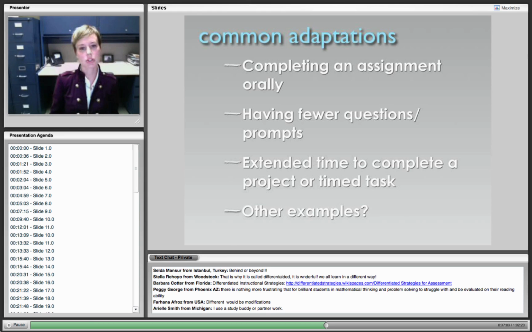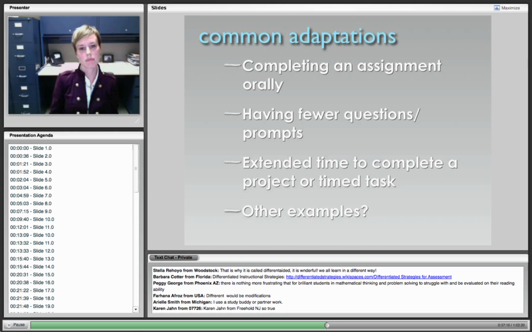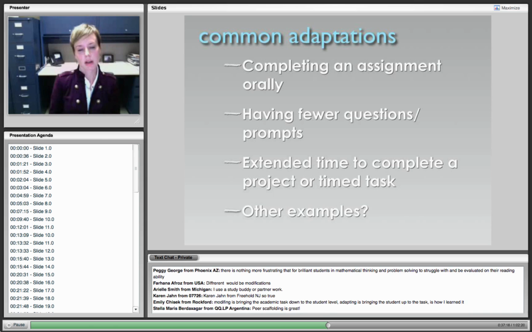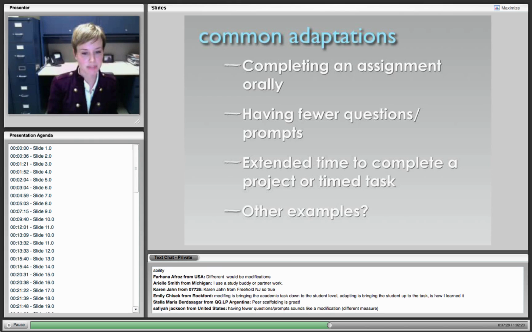We might give a student fewer questions or fewer prompts. Prompts, I don't mean prompts like special ed support, I mean prompts like questions. Fewer writing prompts, for example. Or I might give a student extended time either to complete a project, so more days or weeks to complete a project, or I might give more minutes on a timed type of test.